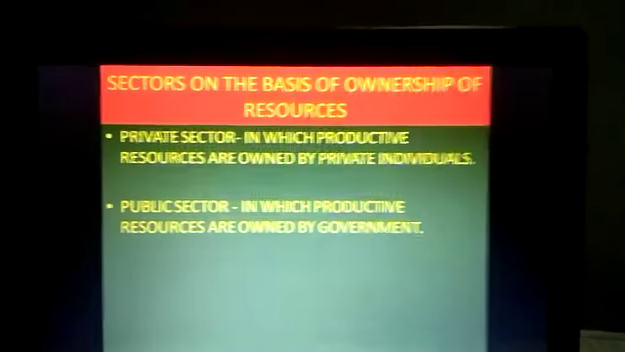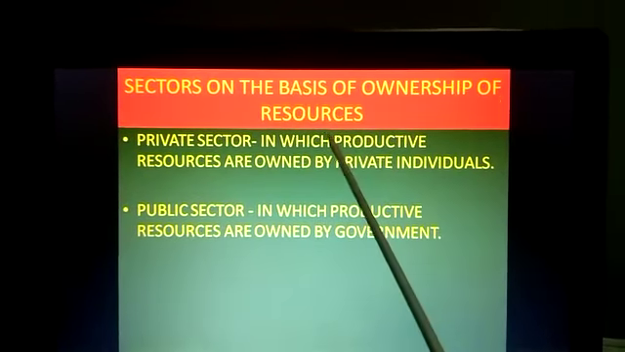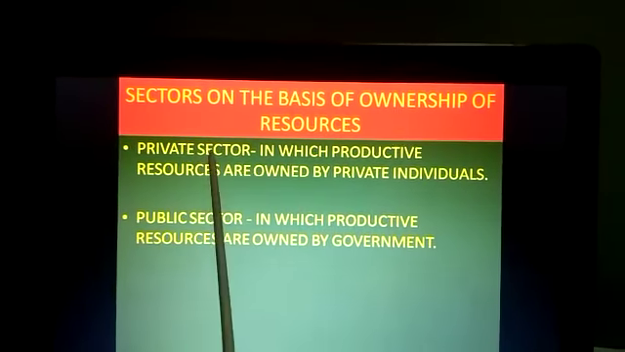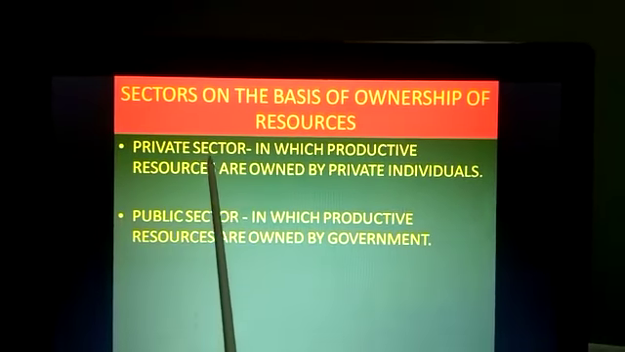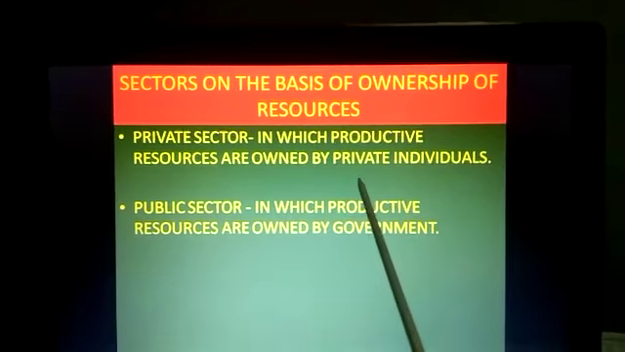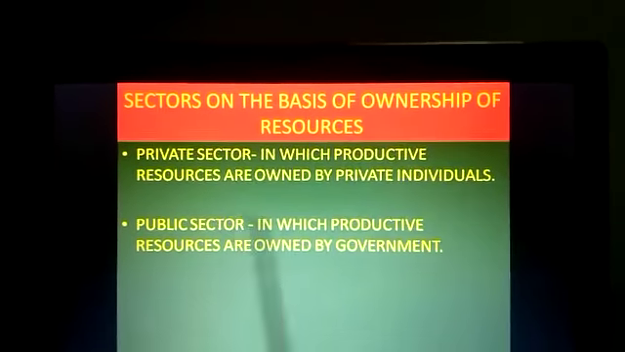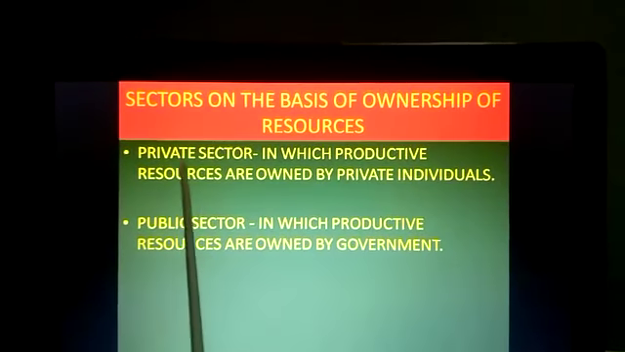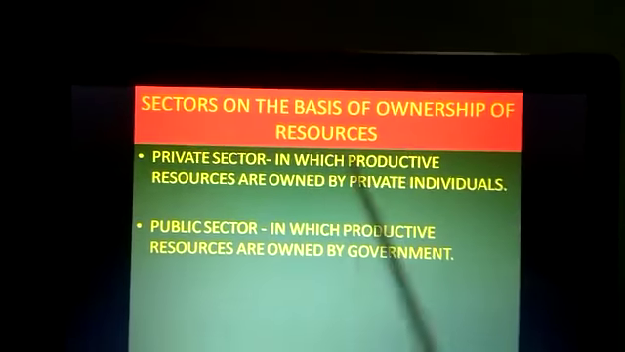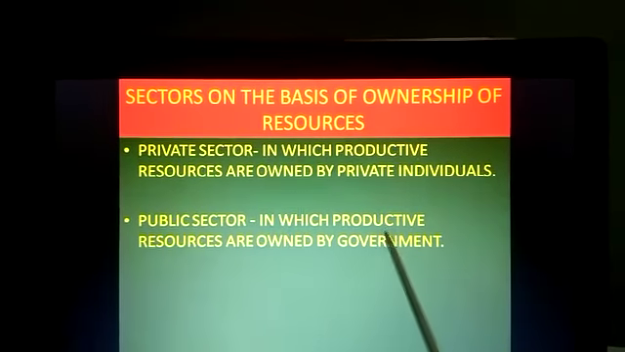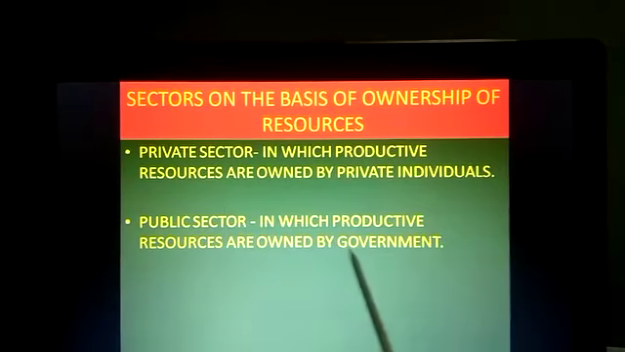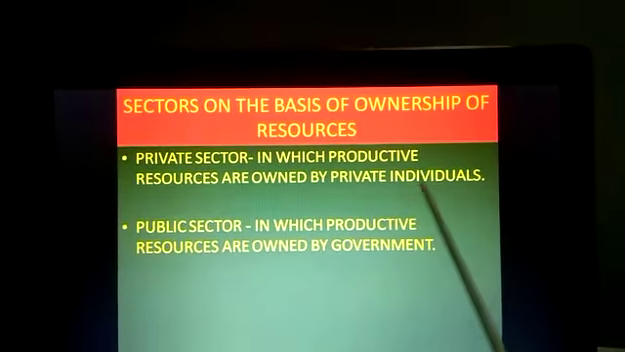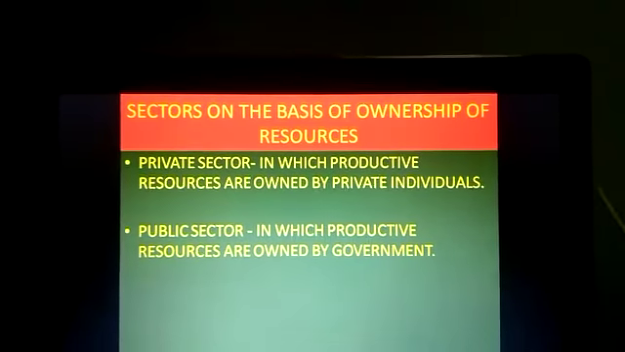Moving on to the next parameter, the sectors on the basis of ownership of resources. On the basis of ownership of resources, there are two sectors, private sector and public sector. Private sector is the one belonging to the private individuals and public sector is the one belonging to the government. Productive resources, land, labor, capital, entrepreneur belong to private individuals in the private sector. Land, labor, capital, entrepreneur belong to the government in the public sector. That means here the government can produce, here the private individuals can produce goods and services.